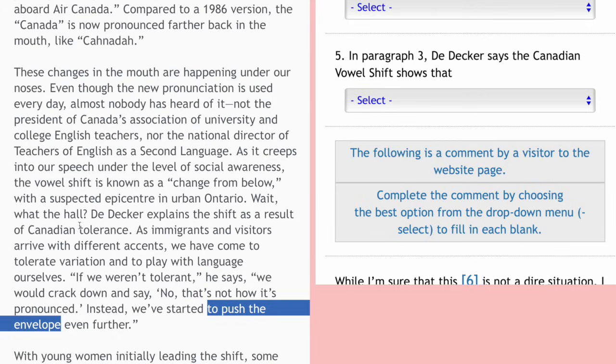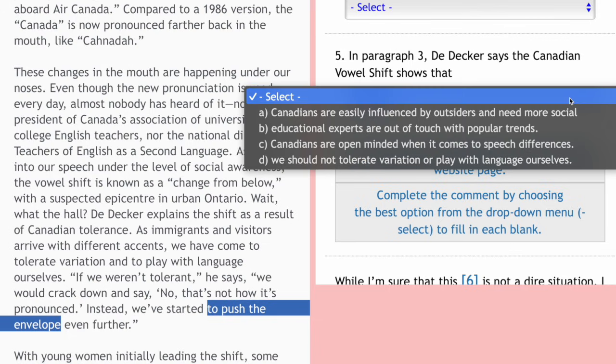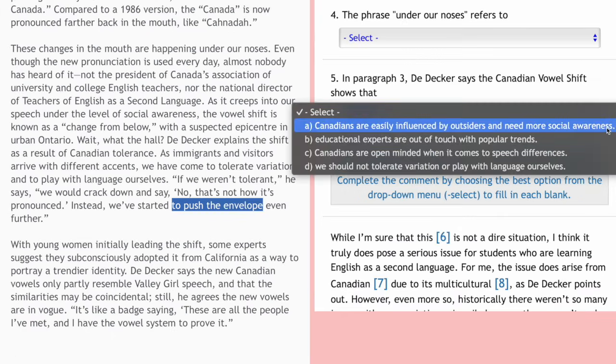Interesting. So then, well, we have here number 5 right across. In paragraph 3, the Decker says the Canadian vowel shift shows that Canadians are easily influenced by outsiders and need more social awareness. Educational experts are out of touch with popular trends. Canadians are open-minded when it comes to speech differences. We should not tolerate variation or play with language ourselves. So the Canadian vowel shift shows that, okay, what does it show?